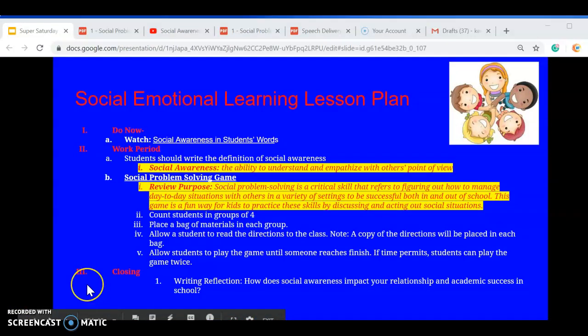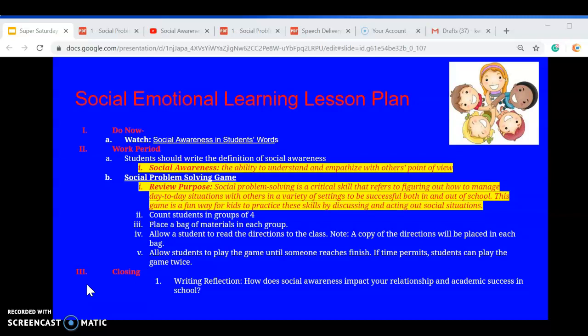Finally, the closing: after the game is completed, they're going to complete a quick writing reflection. Should take about 5 to 7 minutes. How does social awareness impact your relationship and academic success in school? And so this should be just a simple paragraph that someone can actually discuss in front of the class if they so please. And you can go around and look and kind of ask them how they feel after the end of the game.